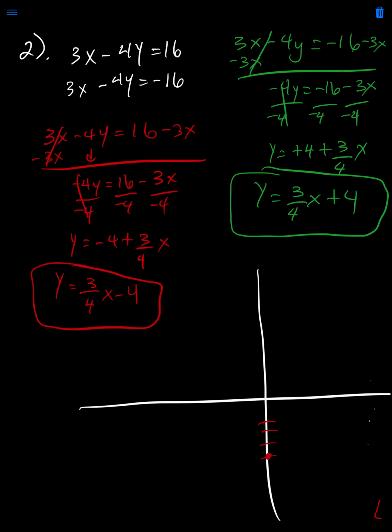So that's my graph. Red is going to be for this one, that's a negative 4. I'm going to go down to negative 4: 1, 2, 3, 4, negative 4. Go up 3, 1, 2, 3, and over 4, 1, 2, 3, 4. So it should be somewhere around that spot.